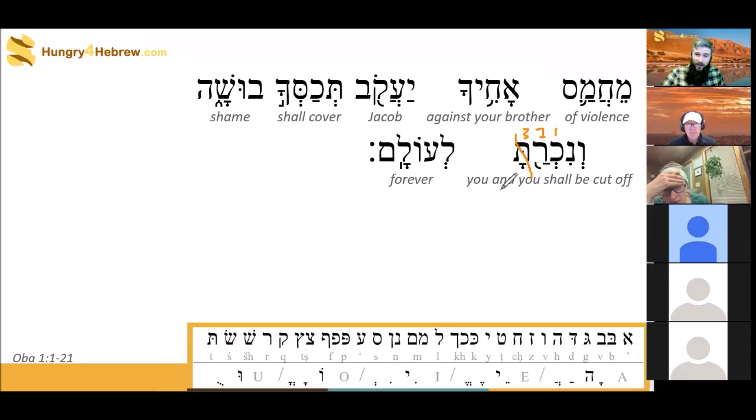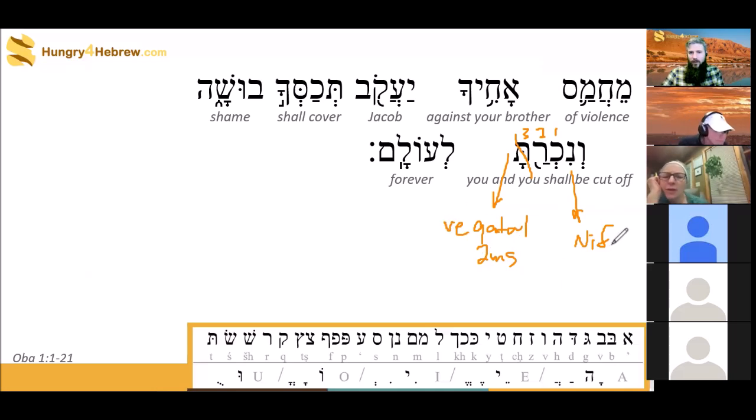So that means there's both a katal 2ms suffix, the three root letters, and the Nifal nun. And there's a vav at the front, so we have to consider whether it will be vekatal. They haven't been cut off yet, so we should assume this is future tense. Vekatal 2ms Nifal: you shall be cut off le'olam, to a vanishing point, as far as we can see.